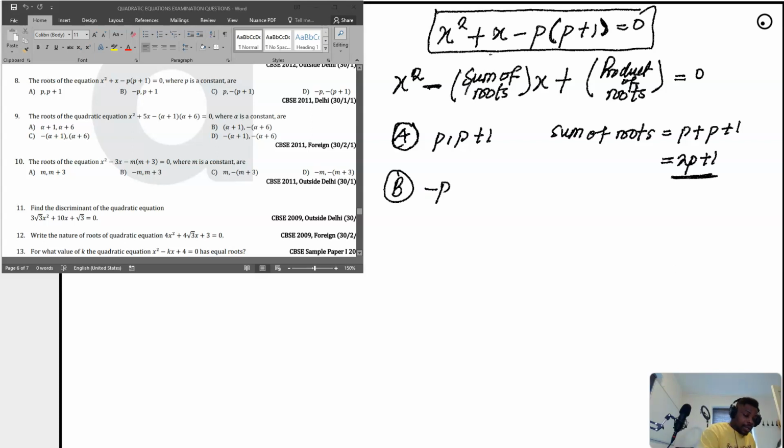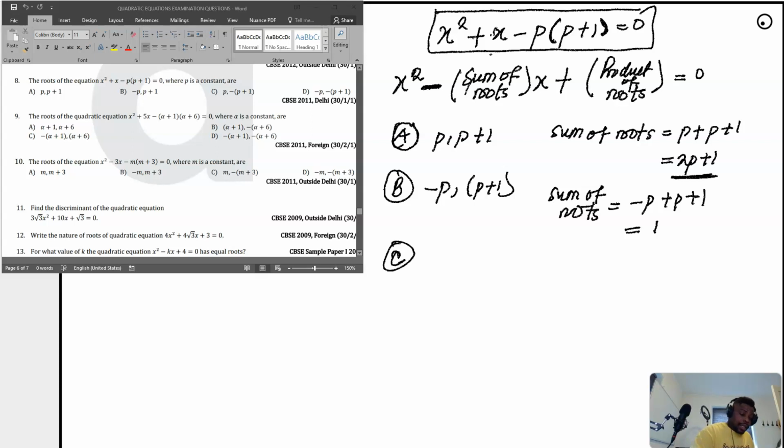B is minus p bracket p minus p and p plus 1. So let's do sum of roots here. Sum of roots, let's add minus p plus p plus 1. This is giving us 1. Remember, we need minus 1. So that minus 1 can multiply this minus to give us plus. So B also is not the option. It's not the solution. Let's go to C. p, comma, minus bracket p plus 1.